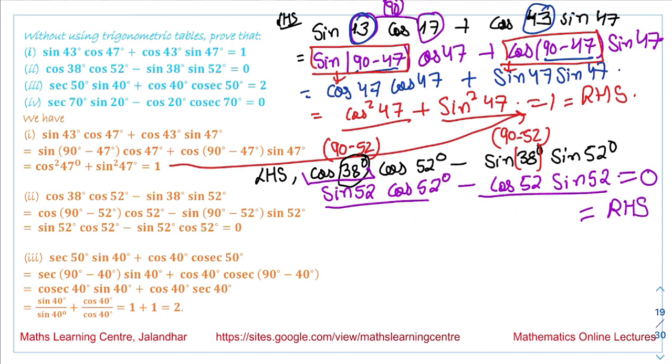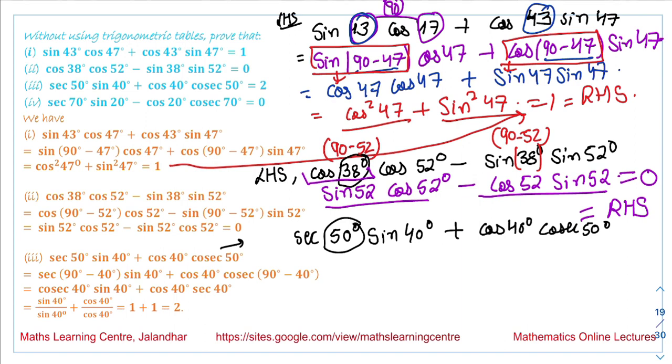Next is secant 50 degree sin 40 degree plus cos 40 degree into cosecant 50 degree. Now we can write this 50 as 90 minus 40. So this term will become secant of 90 minus 40, and secant of 90 minus 40 will be equal to cosecant of 40 degree, and cosecant of 90 minus 40 will be equal to secant of 40 degree.